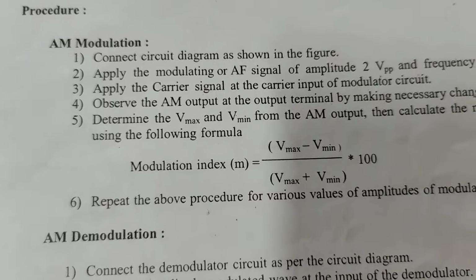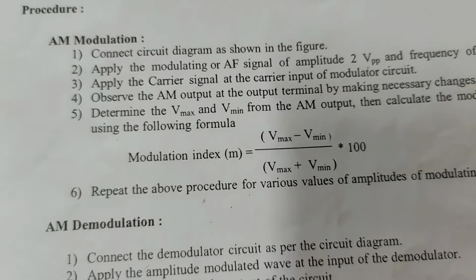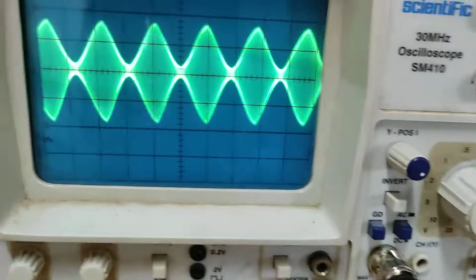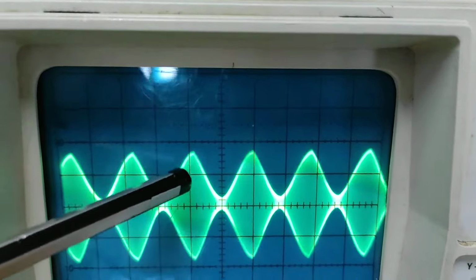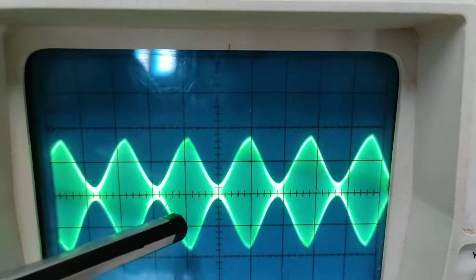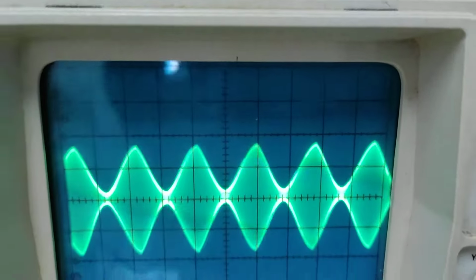That is V maximum minus V minimum by V maximum plus V minimum into 100. And here you can see that this is the V maximum. V maximum means you can take peak to peak. This one as the V maximum. Here to here it is the V minimum.